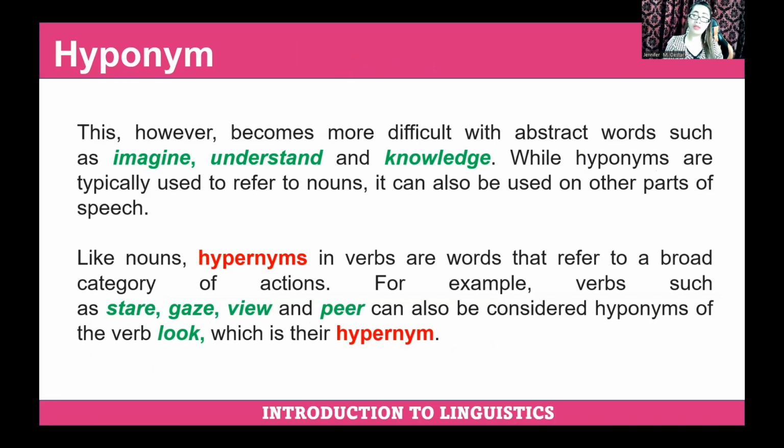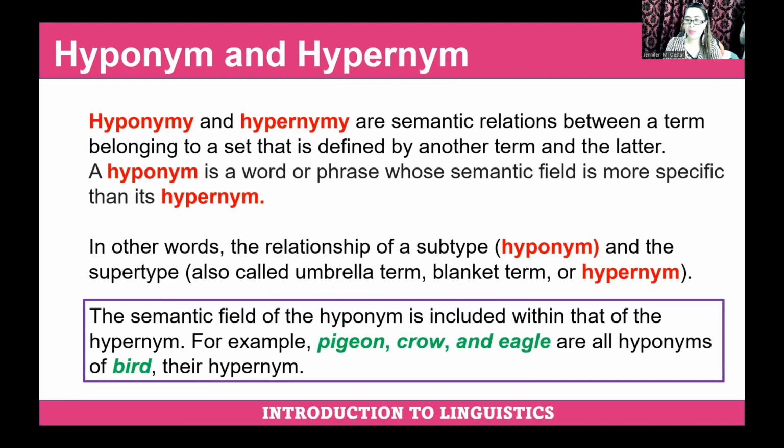While hyponyms are typically used to refer to nouns, it can also be used on the other parts of speech. Like nouns, hypernyms in verbs are words that refer to a broad category of action. For example, verbs such as stare, gaze, view, and peer can also be considered as hyponyms of the verb look, which is their hypernym. So, paano mo titingnan ng isang tao? Can you stare? Can you gaze? Can you view? Can you peer? So, it depends. So, therefore, inuulit ko when you say hyponym, siya yung specific example. But when you say hypernym, siya yung umbrella term or the blanket term.